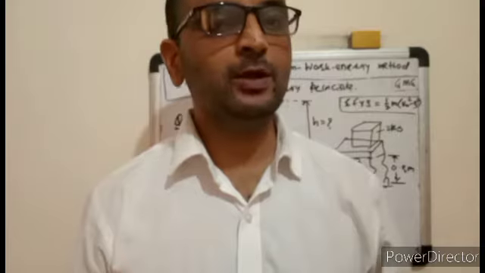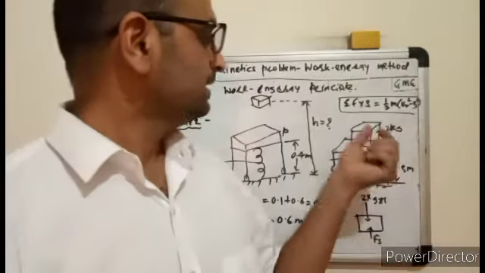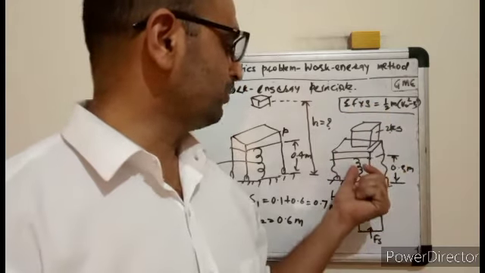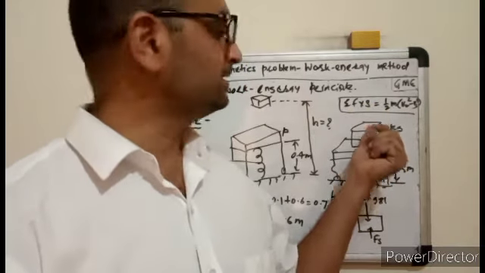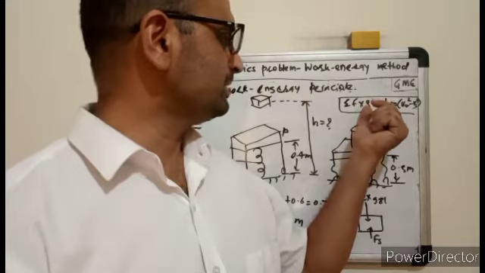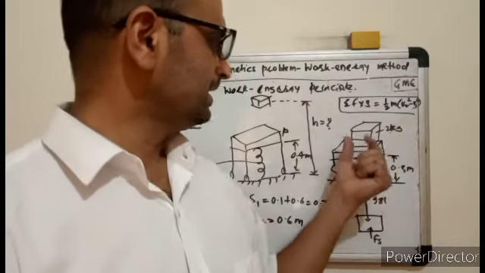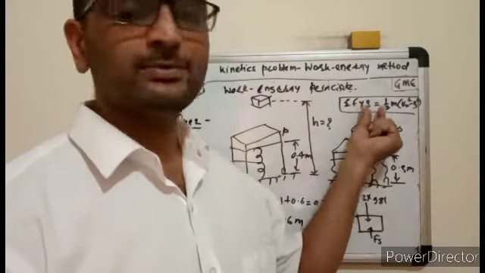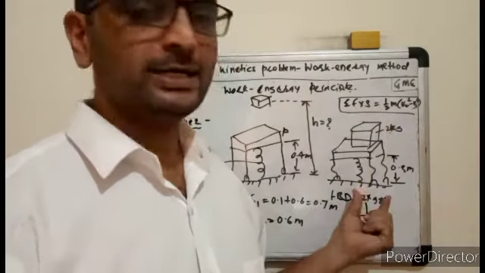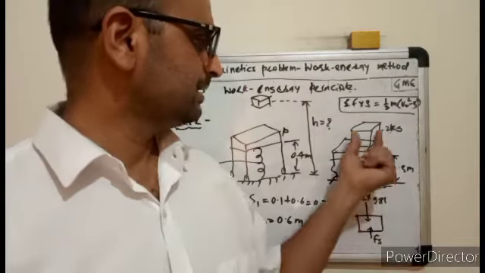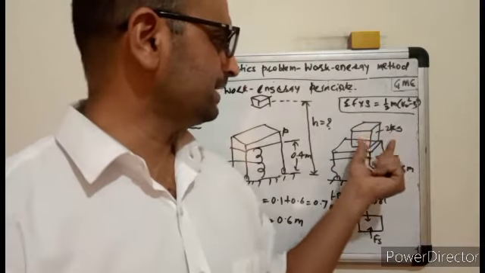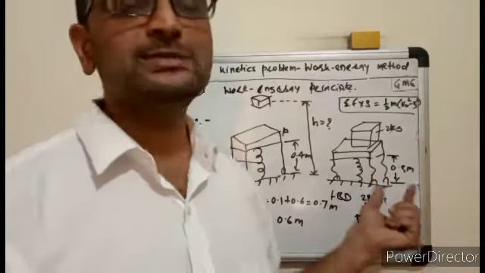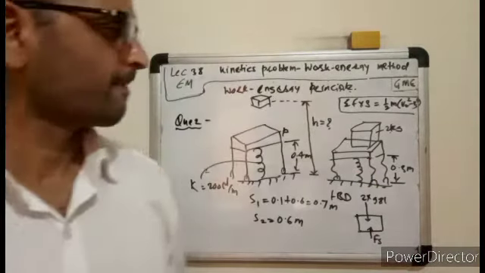In the work energy principle, what is the work energy principle? Summation of F includes the spring force as well as the weight force, and the distance each moves. This is different and this is different. That's why we have to write differently the displacement of the block and the spring's displacement. The spring has potential energy.